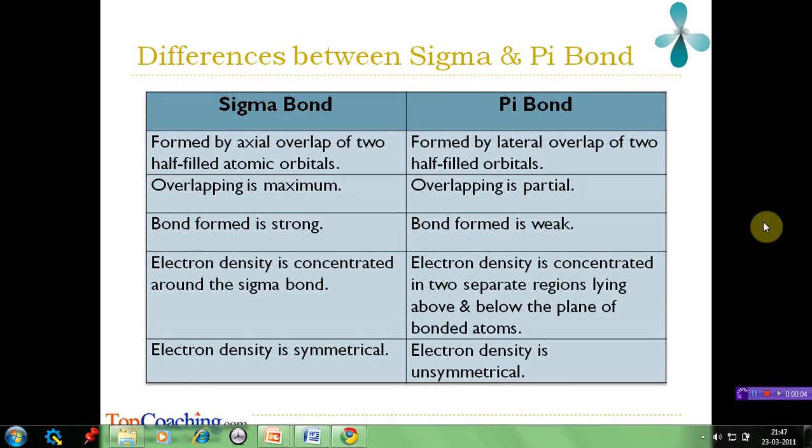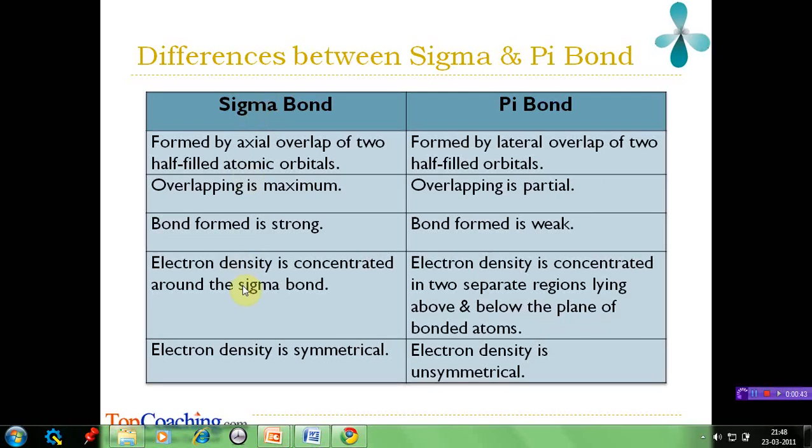Now since we have gone through the basic characteristics of the sigma bond and the pi bond, we must be able to differentiate between the two easily. As we discussed earlier, sigma bond is formed by the axial overlap of two half-filled atomic orbitals, whereas in case of pi bond, the overlapping of the two half-filled orbitals is lateral or sideways in nature. The axial overlap in sigma bond is maximum, therefore the sigma bond is strong in nature, whereas the overlapping is partial in pi bond, resulting in a weak pi bond.